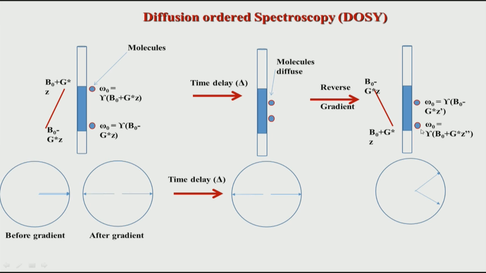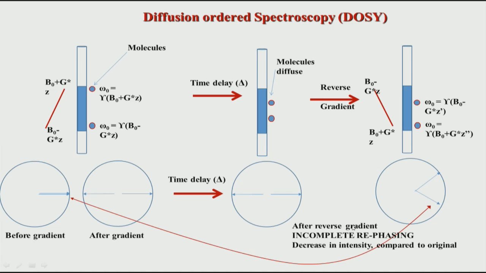Because of this, when you do the undoing by reverse gradient, it does not bring them back in phase because they are no longer at the same position. So, this phase which was here perfect together is not together now. So, what is the consequence of this? The consequence is there is incomplete rephasing, and that means there is a decrease in the intensity of the signal compared to the original signal.